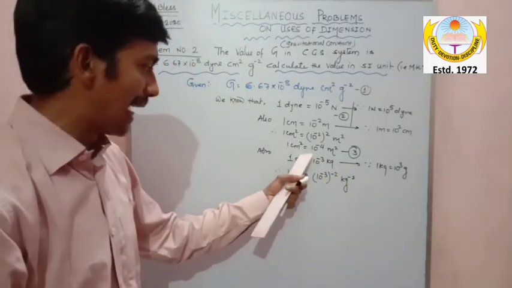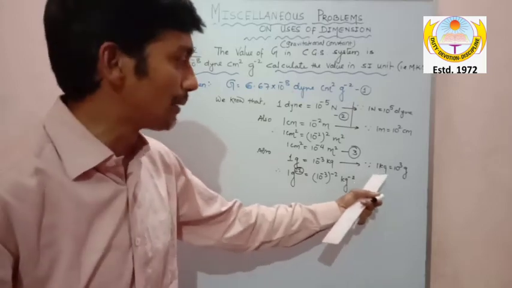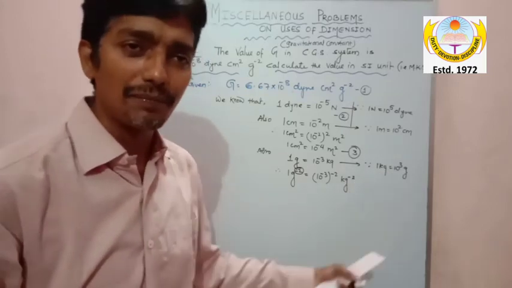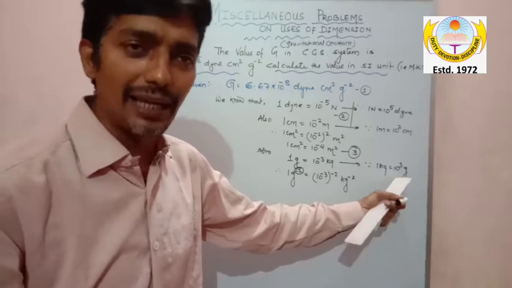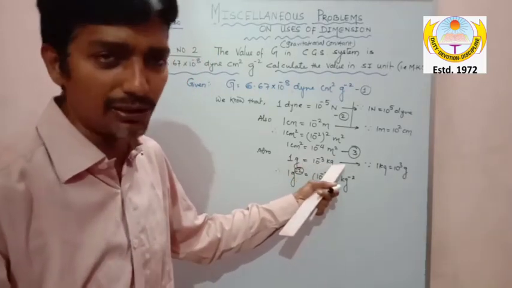है ना? पहले 1 ग्राम था. 1 gram is 10 power minus 3 kilogram. कैसे? Because 1 kilogram is 10 power 3 gram. है ना? 1 kilogram is 10 power 3 gram. So 1 gram is 10 power minus 3 kilogram. इतना तो सबको मालूम है.